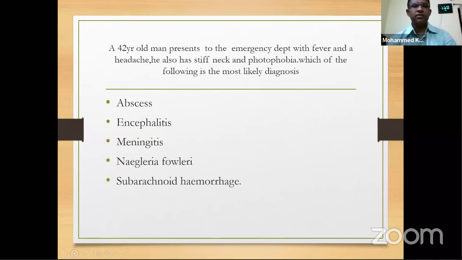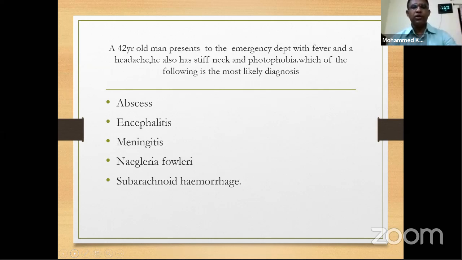Fine. As you can see, a case: a 42-year-old man presents to the emergency department, which normally happens one fine day with each and everyone. Fever, headache, and he also has neck stiffness and photophobia. Which of the following is the most likely diagnosis? Would it be abscess, encephalitis, meningitis, or might it be an infection with Naegleria fowleri or a subarachnoid hemorrhage? Fine, if you just look at the symptoms over here, that he has fever, headache, neck stiffness, photophobia, definitely a strong suspicion would go in favor of meningitis.